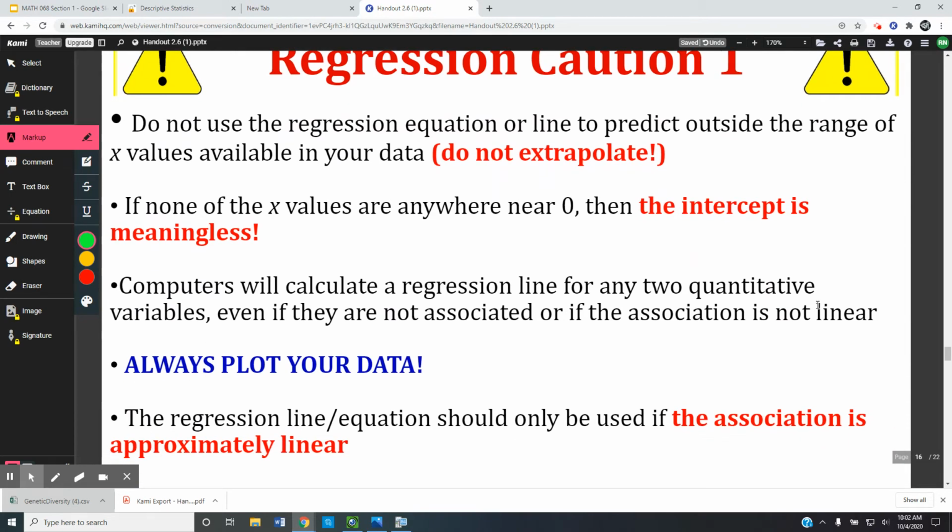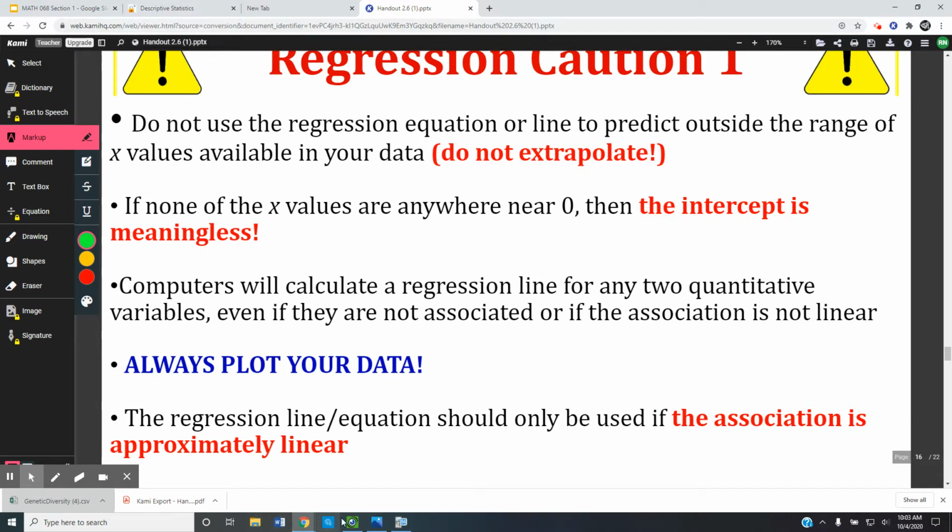Regression cautions. Do not use the regression equation or line to predict outside the range of x values. This is called extrapolating. In other words, don't leave and be extreme with what you were given. If your smallest value is 50, don't try to go to 0. If your largest value is 50, don't try to go to 200. If none of the x values are anywhere near 0, then the y-intercept is meaningless.